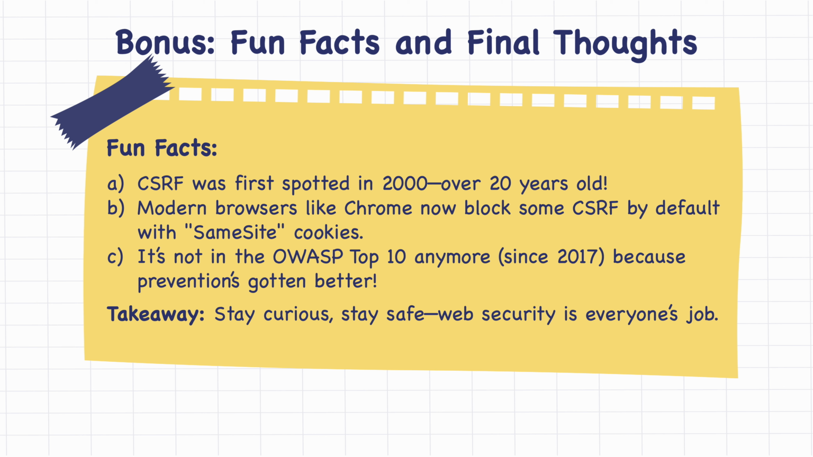Before we wrap up, here are some fun extras. CSRF attacks started way back in 2000, over 2 decades ago. Today, browsers like Chrome help out by blocking some CSRF with same-site cookies by default. And get this, it's not even in the OWASP top 10 list anymore since 2017 because we've gotten better at stopping it. My big takeaway?